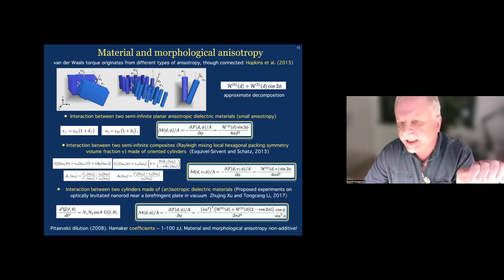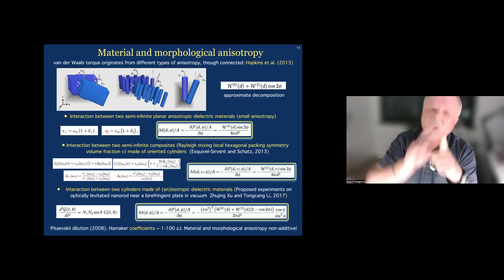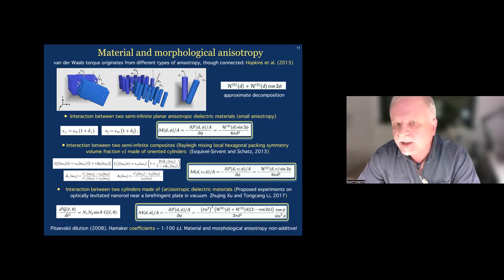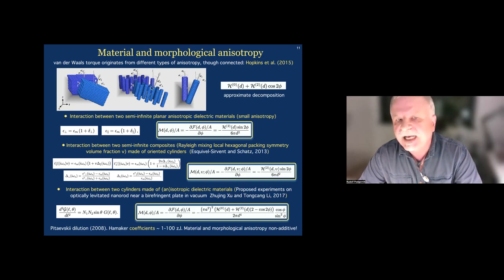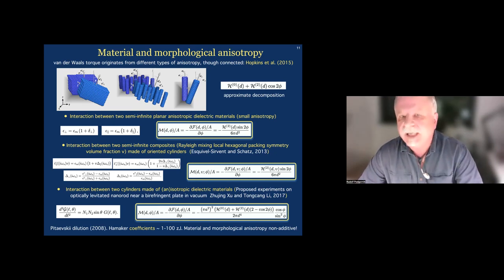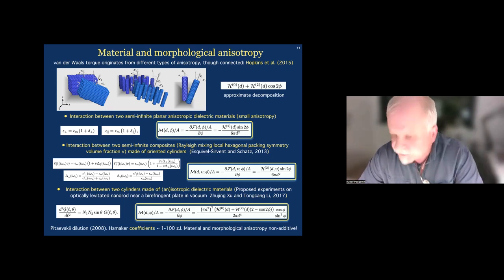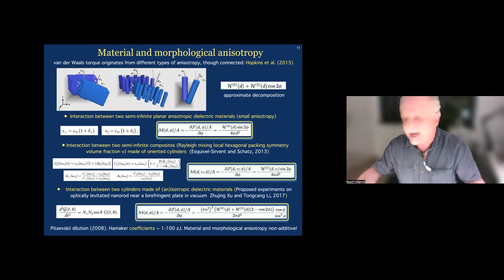And the torques, as you can see, usually go as sine of two phi. Phi is the angle between the orientations, either of the shape or of the dielectric tensor, between the two interacting bodies. This is for two semi-infinite spaces. This is for two semi-infinite spaces which are full of cylindrical inclusions, and the final formula is for two cylinders interacting, where the cylinders are composed of anisotropic materials.